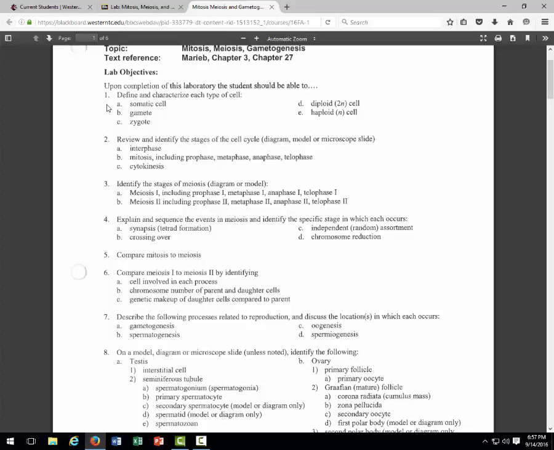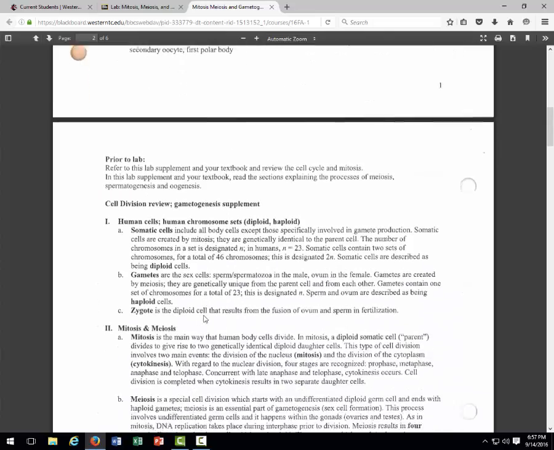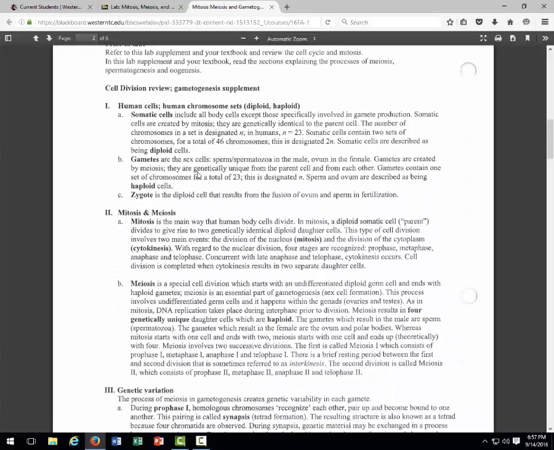So the first objective has us looking at some terminology: somatic cell, gamete, zygote, haploid, diploid. In the reading, those terms are defined pretty simply for you. Somatic cells are all body cells. So the key word for somatic is body cells. Every cell in your body outside of the sex cells, sperm and egg, we call somatic cells. A majority of the cells that make you are somatic cells.